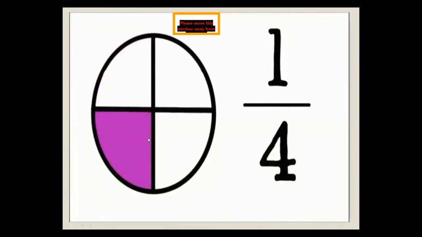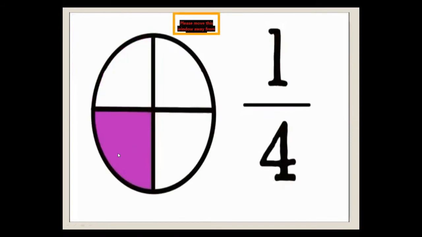Now, the next, which shape do we have here? We have a circle. How many parts does it have? Let's count. 1, 2, 3, 4. Four parts. A circle has four parts and we took one part of this circle.